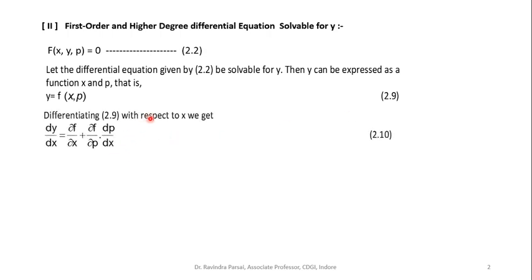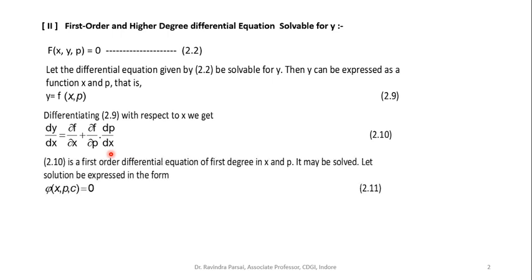And then the next step is you differentiate this equation with respect to x on both sides. So this gives you del f upon del x plus del f upon del p into the differential of p with respect to x, which is dp by dx. Then this equation 2.10 is a first order differential equation of first degree in x and p. It may be solved by any one of the known methods. So let me assume that its solution is expressed as phi of x, p, c equal to 0.